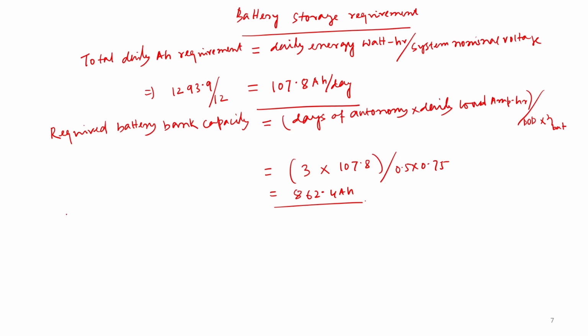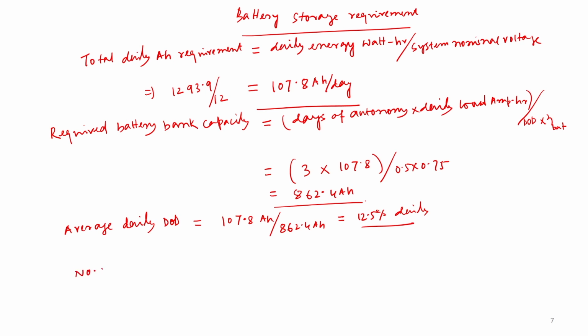Sometimes we are also interested in the average daily DOD, which is the total daily load ampere hour to the total battery bank capacity. So, it is 107.8 ampere hour to 862.4 ampere hour, which is equal to 12.5% daily. If we have to find out the number of batteries to be connected in series and parallel, that also we can do.